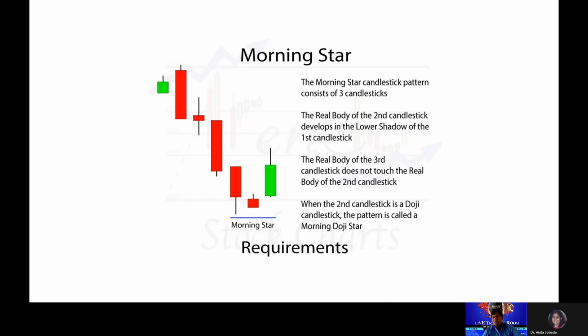This is the same thing as I explained to you, Morning Star. Concentrate on the chart. I'll be reading things to you. The Morning Star candlestick pattern consists of three candlesticks. The real body of the second candle develops in the lower shadow of the first candle. Look at this. The real body of the third candle does not touch the real body of the second candle.